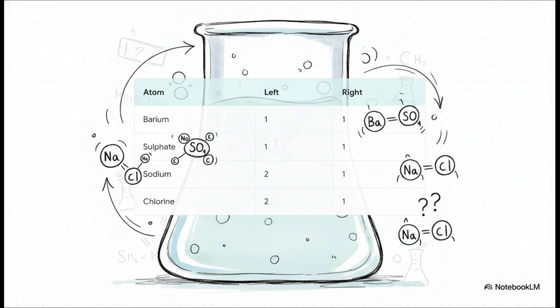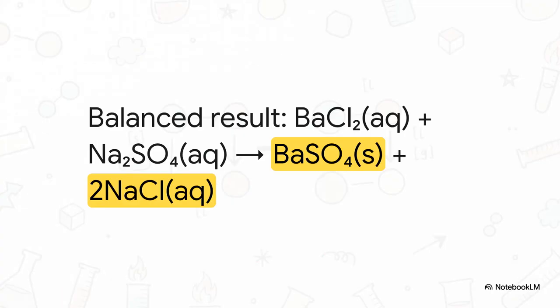Okay, now look at the right side of our equation. The barium sulfate partner exchange is perfectly fine. There's 1 barium and 1 sulfate. But our new sodium chloride pairing, it only has 1 sodium and 1 chlorine. We put 2 sodiums and 2 chlorines into that beaker, but right now, our equation is only showing 1 of each coming out. We are definitely short on the right side. So the crucial point is, we need to fix this imbalance.